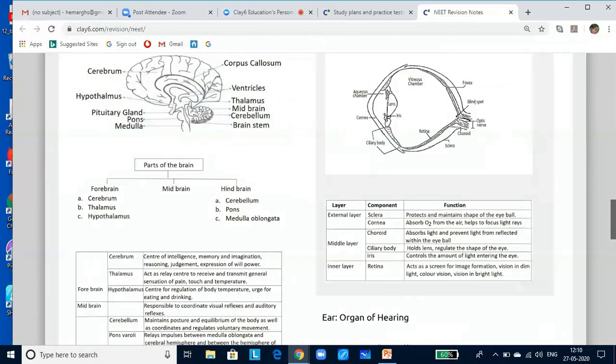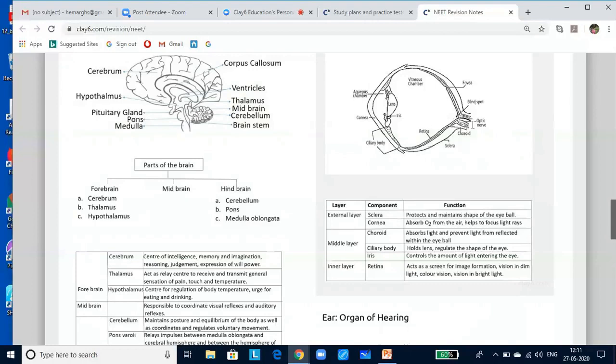Sensory organs detect all types of changes in the environment and send signals to the central nervous system, where all the inputs are processed and analyzed. Signals are then sent to different parts or centers of the brain. Now, let us look at the eyes.